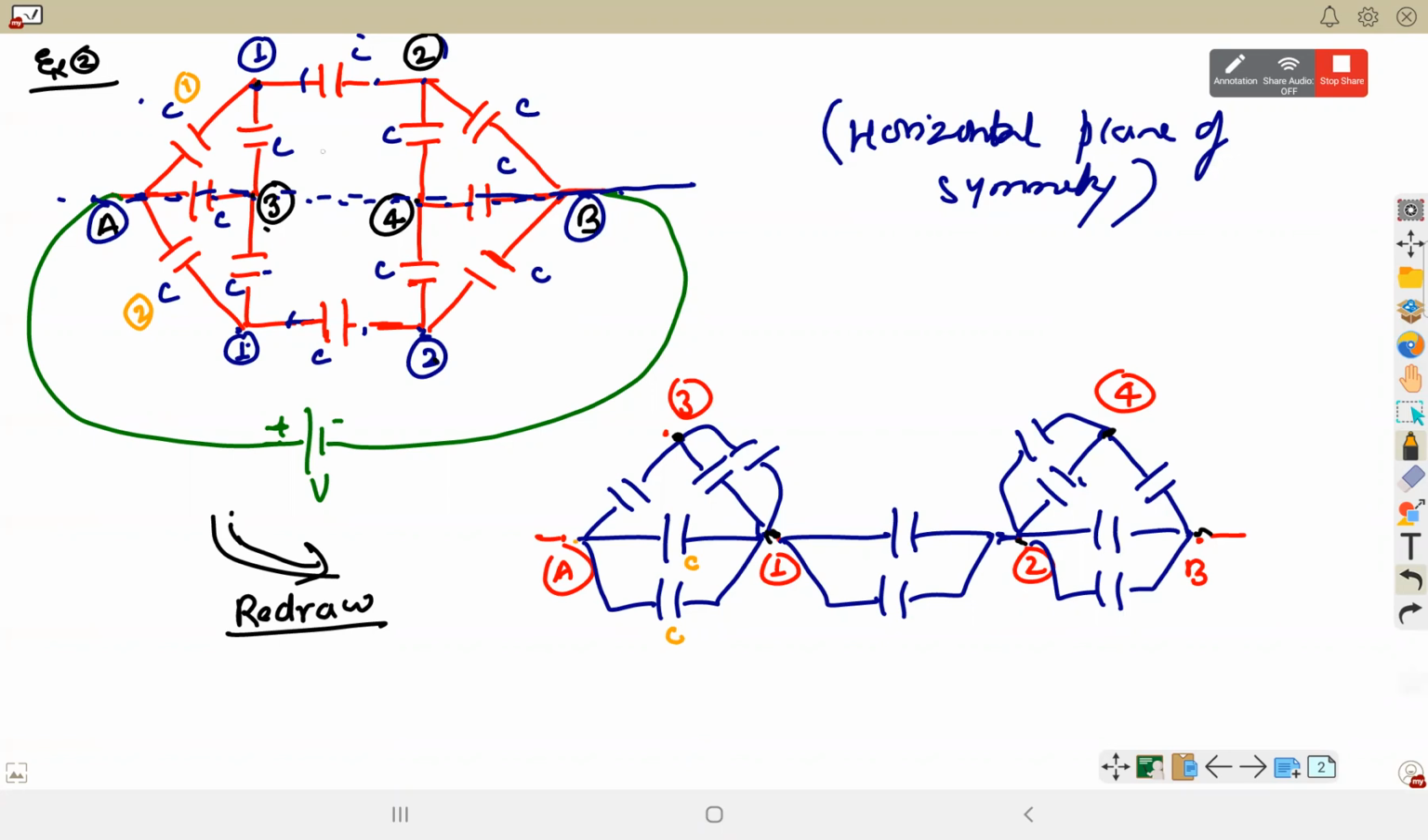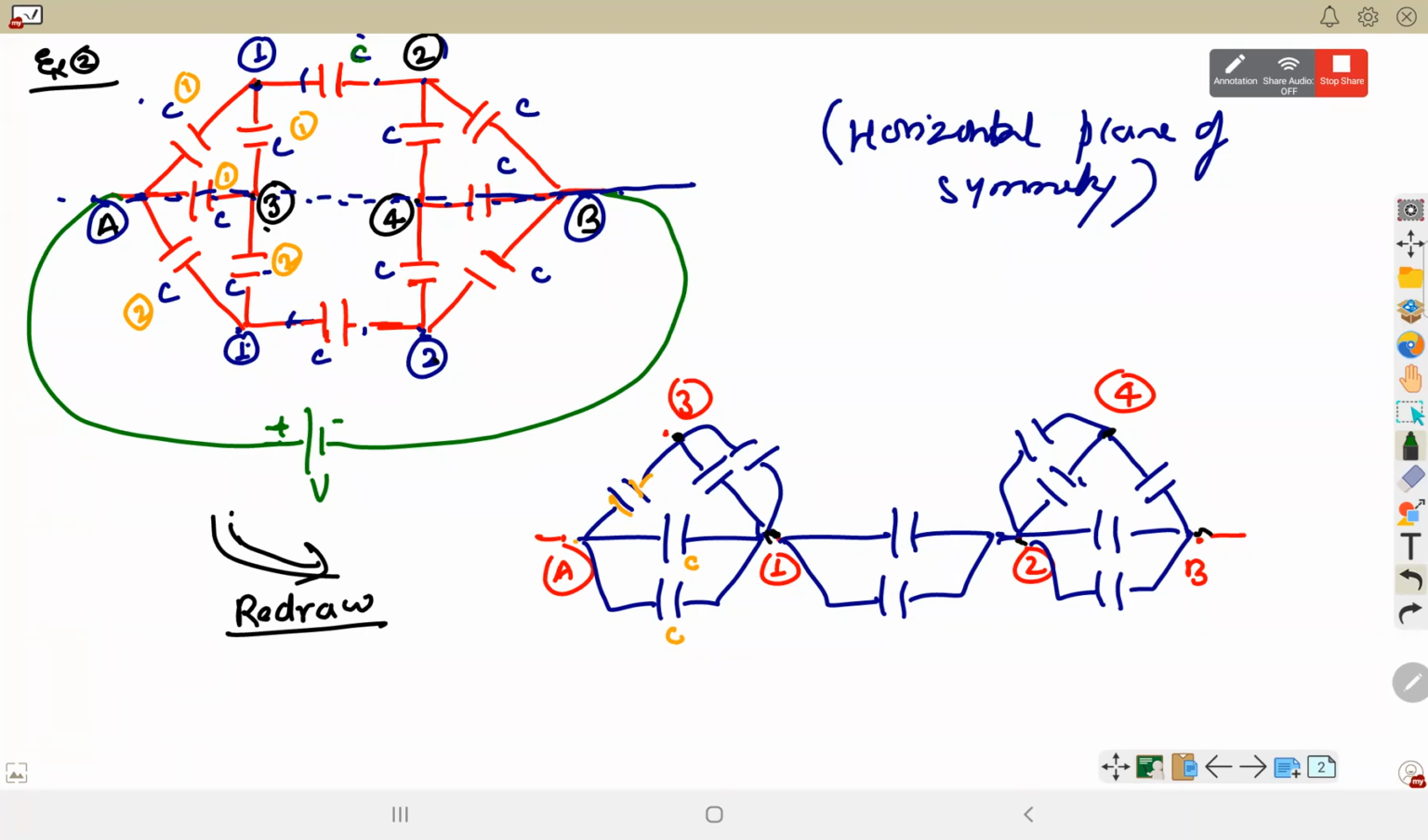1 to 3 there is 1 capacitor. 1 to 3 there is another, a second capacitor. 1 to 3 there are 2 capacitors. A to 3 there is only 1 capacitor. Now, is it clear? Yes, sir.